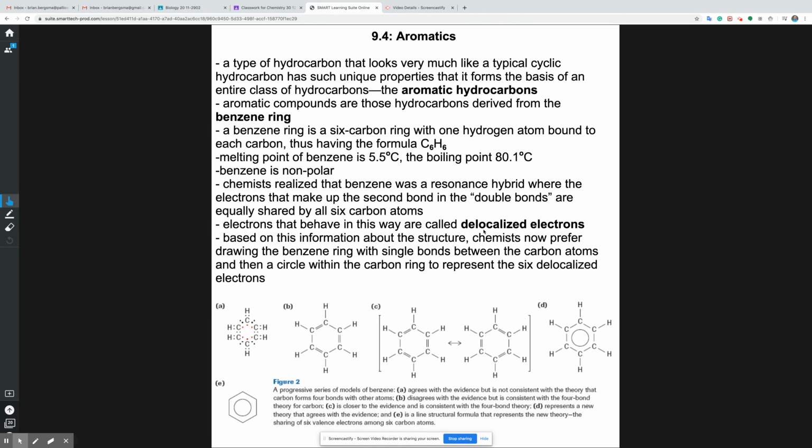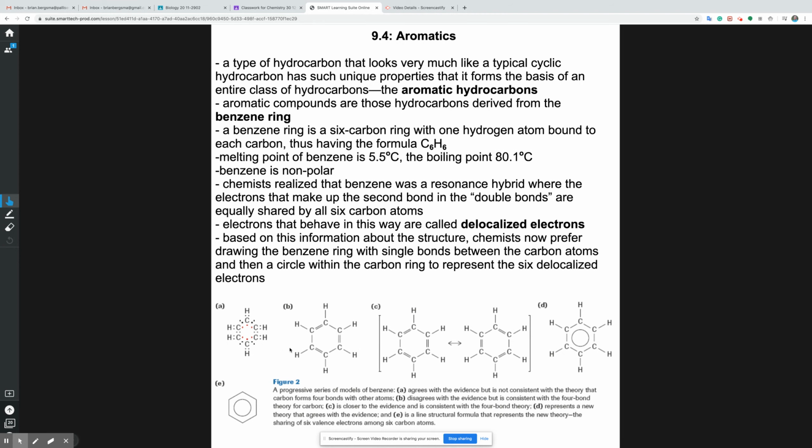Electrons behave in this way because they're what we call delocalized electrons. They aren't always in this place forming this structure; it's just as likely they'll be over here forming this structure and so on. Based on this information, chemists now prefer drawing the benzene ring with single bonds between carbon atoms and a circle within the carbon ring to represent the 6 delocalized electrons. This is the preferred way.